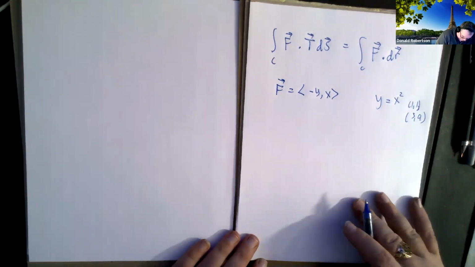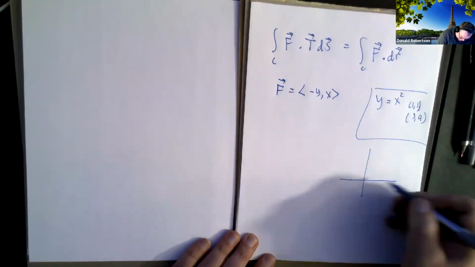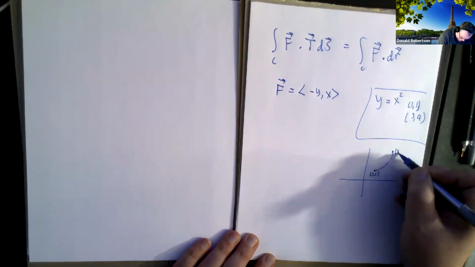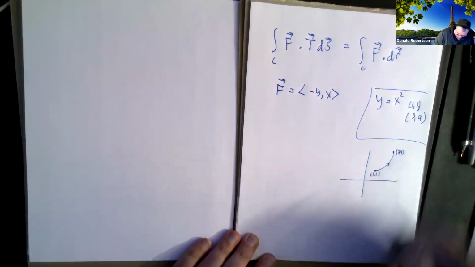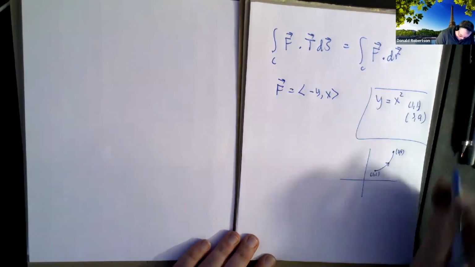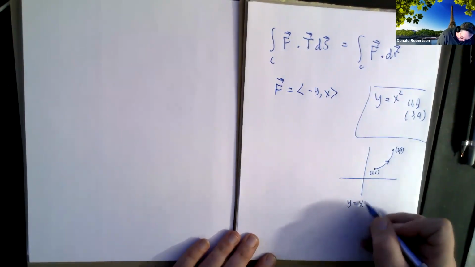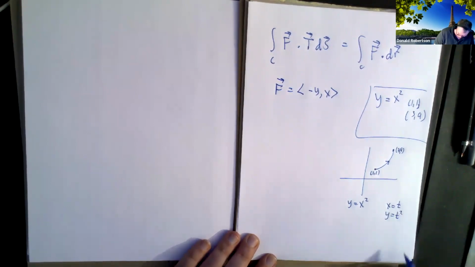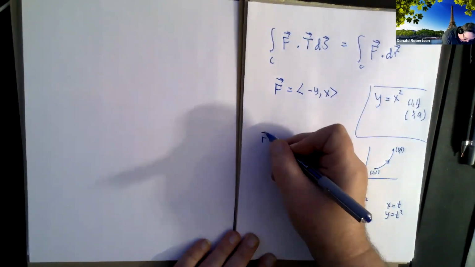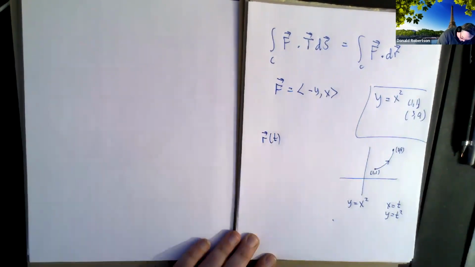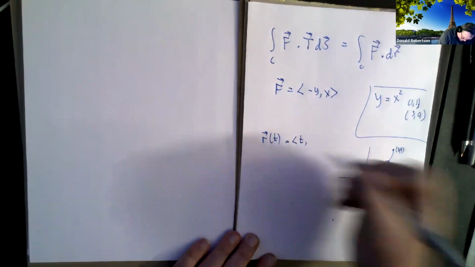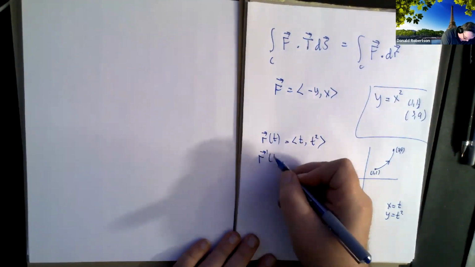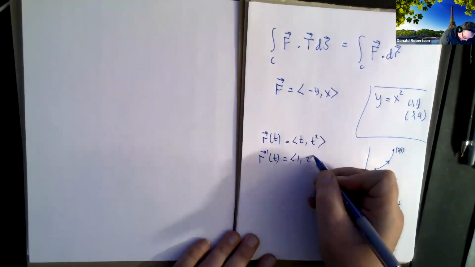If you sketch what that looks like, it starts here and finishes here. There's 1, 1. There's 3, 9. And there's the curve. I'm going to find the parametric equation of that curve. It's very easy to do. It's almost the same as the last question. You make x equals t, and that makes y equals t squared. So my space curve that represents the curve we have here is t followed by t squared. Its derivative is 1, 2t.